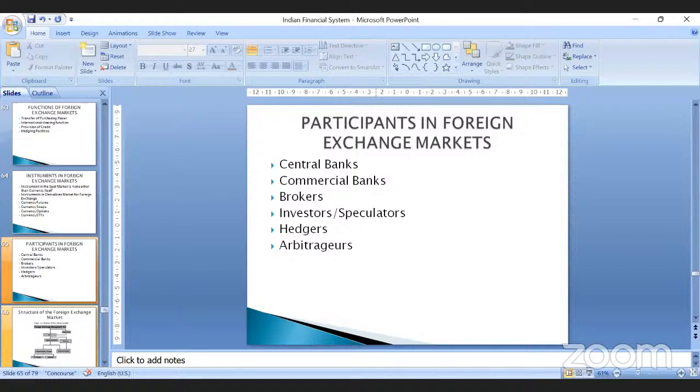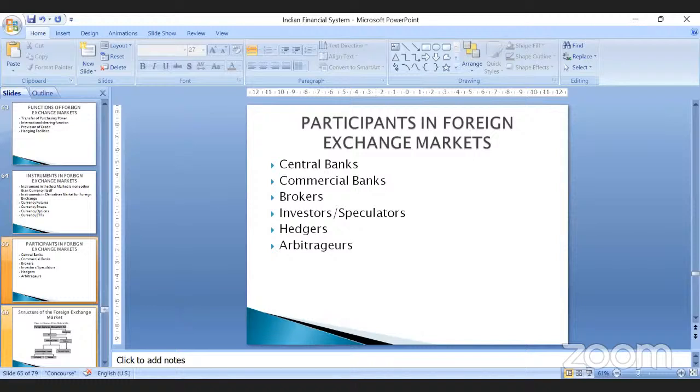Apart from that, I told you there are somebody called hedgers. These are the people who want to protect themselves from loss because of future price fluctuations. So they enter into the foreign exchange markets with the concept of hedging, to cover their existing foreign exchange from future losses. Apart from that, we have something called arbitrators.